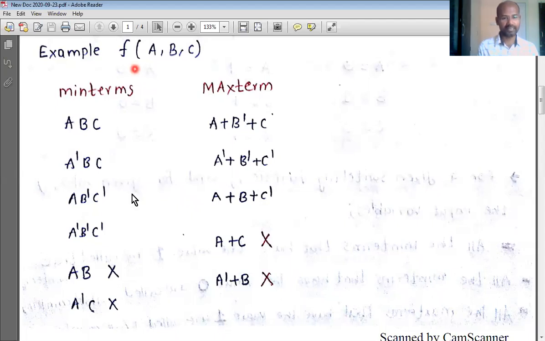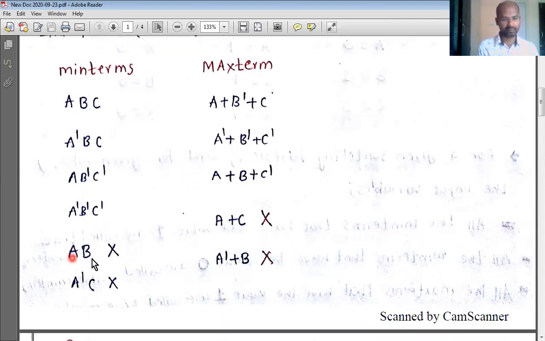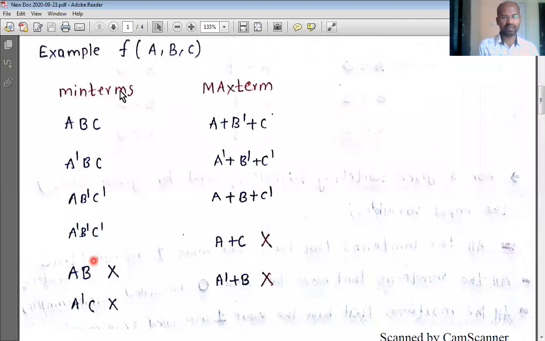Now let's take another example. Now consider this, just AB. AB, is it a product? Of course it is a product term, but does it have all the literals of the function? The function has how many literals? ABC. How many variables? ABC. Does this term have all the variables, all the literals? No, C is missing here. So AB, this term is not a min term.